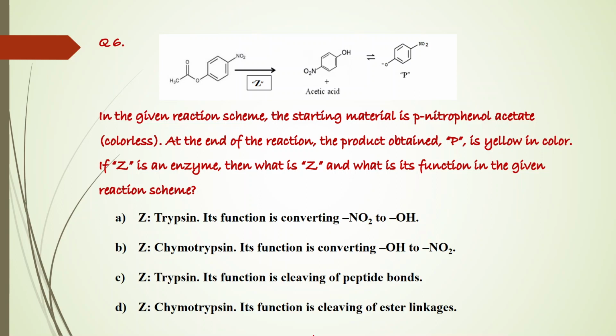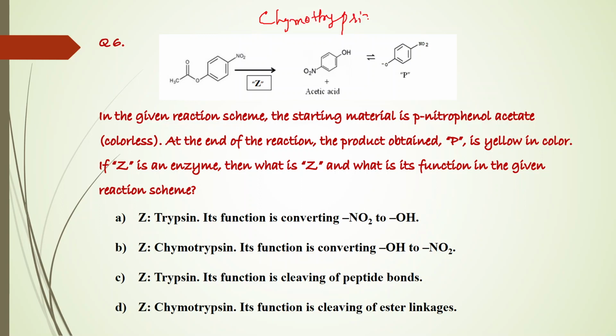This states, in the given reaction scheme, the starting material is p-nitrophenol acetate. At the end of the reaction, the product obtained, P, is yellow in color. If Z is an enzyme, then what is Z and what is its function in the given reaction scheme? So we all know this particular equation. It is mainly used for chymotrypsin.